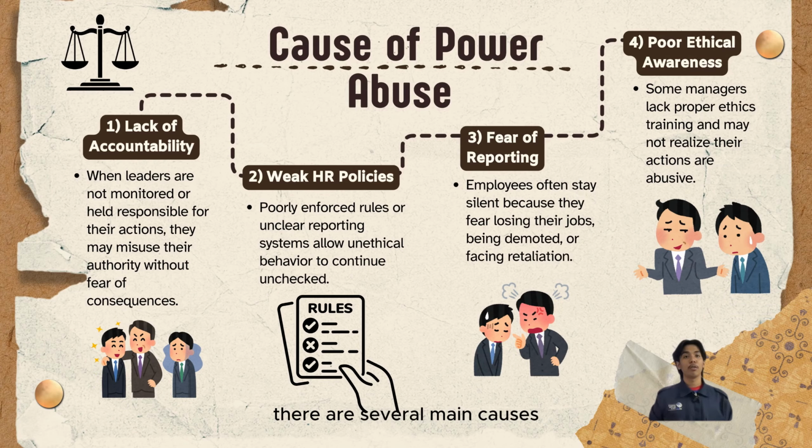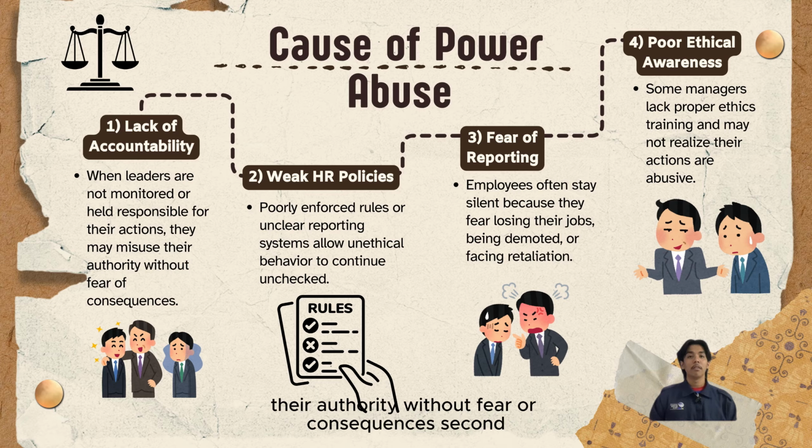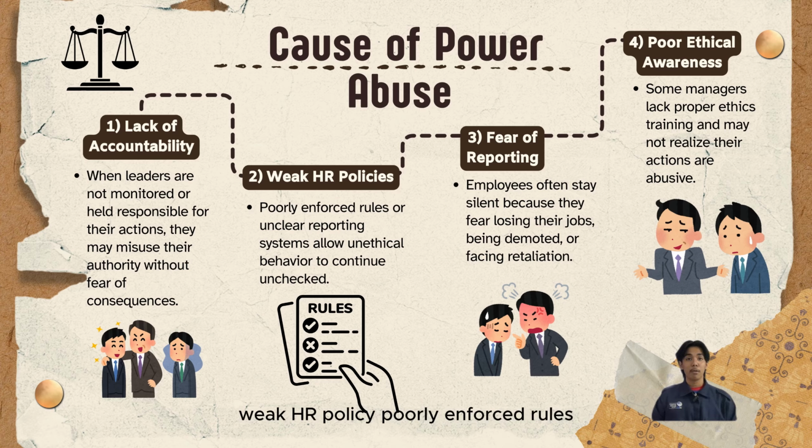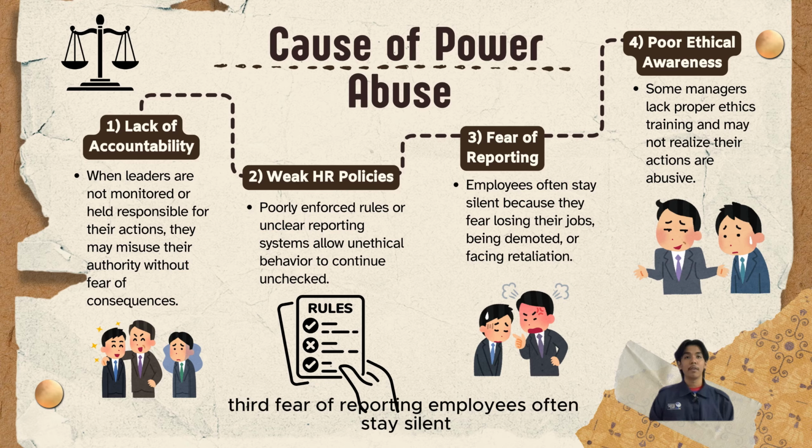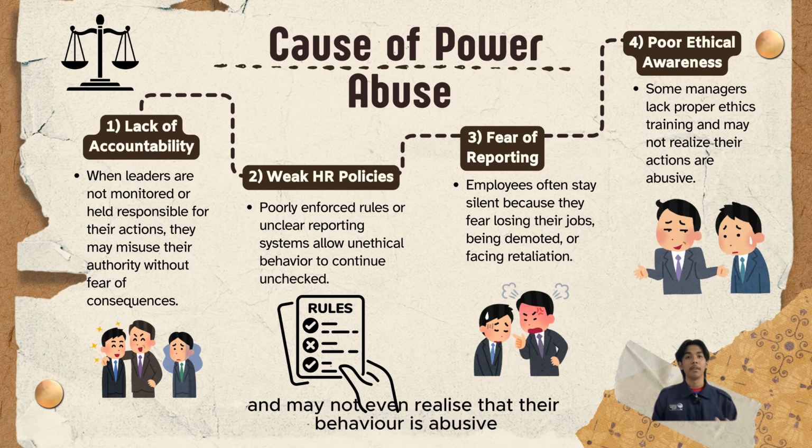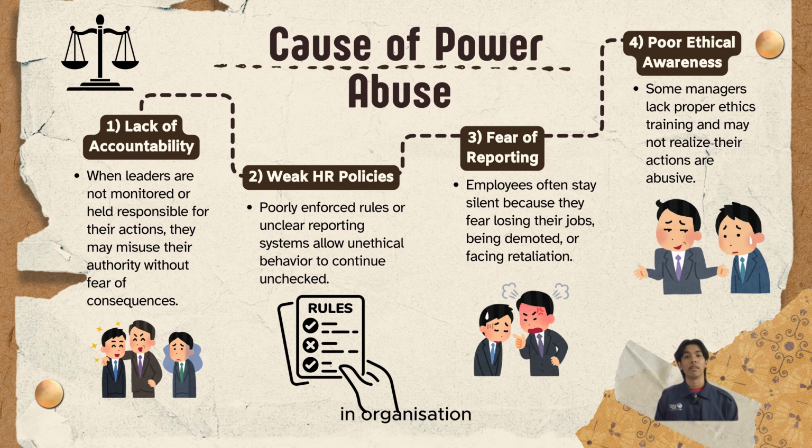There are several main causes of power abuse in the workplace. First, lack of accountability. When leaders are not monitored or held responsible for their actions, they may misuse their authority without fear of consequences. Second, weak HR policy. Poorly enforced rules and unclear reporting systems allow unethical behavior to continue unchecked. Third, fear of reporting. Employees often stay silent because they are afraid of losing their job, being demoted, or facing retaliation if they report the problem. Fourth, poor ethical awareness. Some managers lack proper ethics training and may not even realize that their behavior is abuse. All these factors make it easier for power abuse to grow inside an organization.